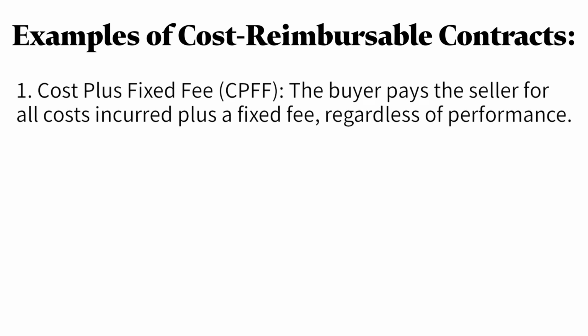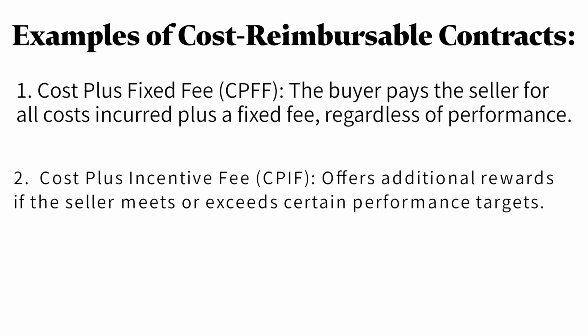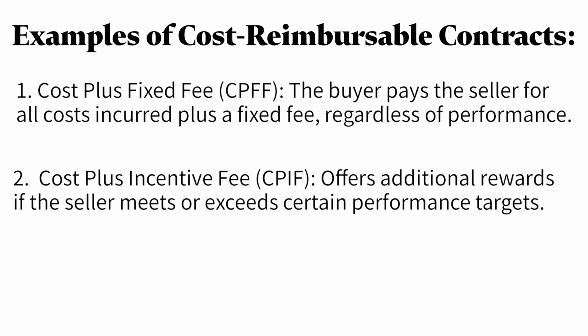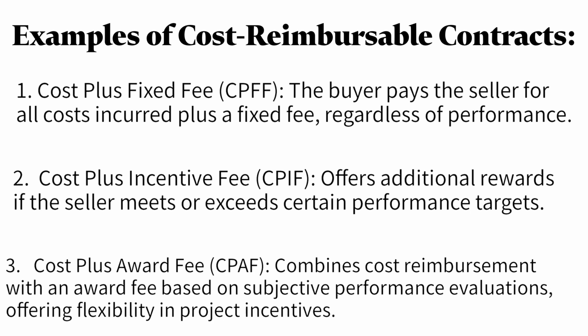Here are 3 examples of cost reimbursable contracts. 1. Cost plus fixed fee, CPFF. The buyer pays the seller for all costs incurred plus a fixed fee, regardless of performance. 2. Cost plus incentive fee, CPIF. Offers additional rewards if the seller meets or exceeds certain performance targets. 3. Cost plus award fee, CPAF. Combines cost reimbursement with an award fee based on subjective performance evaluations, offering flexibility in project incentives.